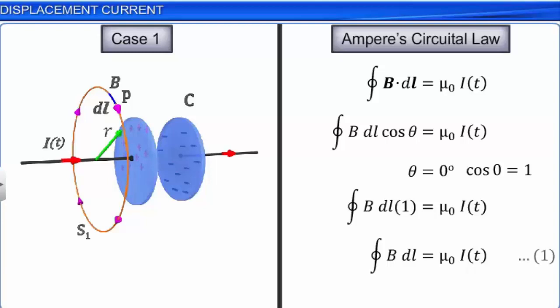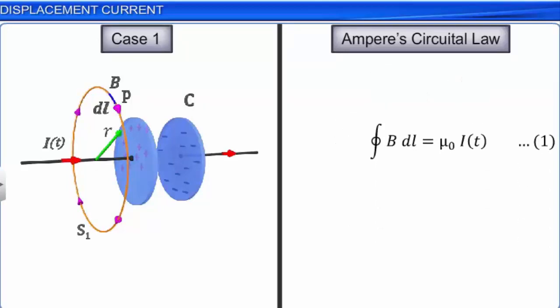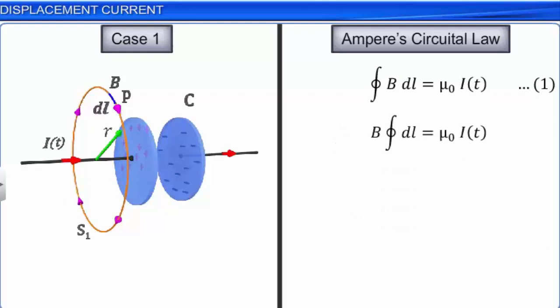The circular loop is symmetric with respect to the conducting wire. Hence, the magnitude of the magnetic field is constant at any point on the circumference of the circular loop. That is, B into integral over the closed loop dl is equal to mu naught IT. Here, integral over the closed loop dl is the total length of the circular loop, that is, the circumference of the circular loop. Thus, integral over the closed loop dl is equal to 2 pi r. Let this be equation 2.